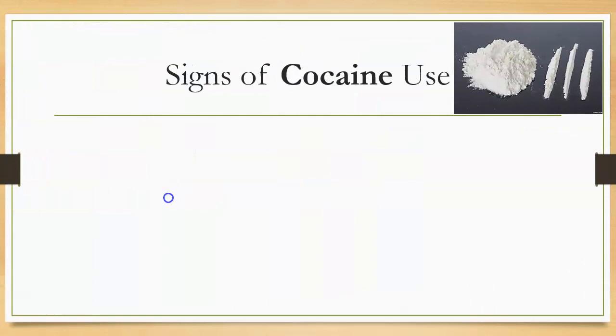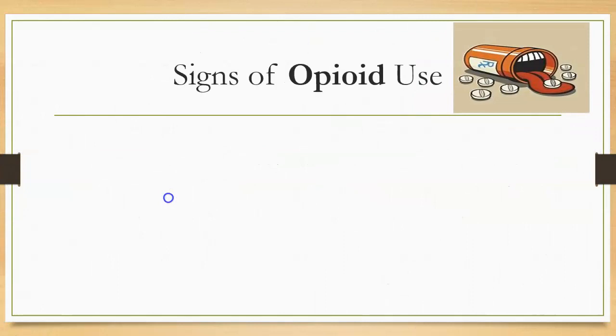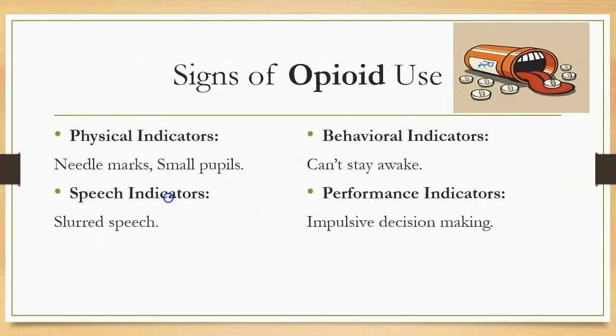Next, we'll discuss the signs of cocaine use. To begin with the physical indicators, we have dilated pupils. This person may be hypersensitive to light and sound and may experience nosebleeds. Some speech indicators may be rambling and rapid talking, and behavioral indicators such as risky or unsafe behavior. The performance indicators of this employee would be poor judgment and excessive enthusiasm. More enthusiasm than what they normally would have, of course.